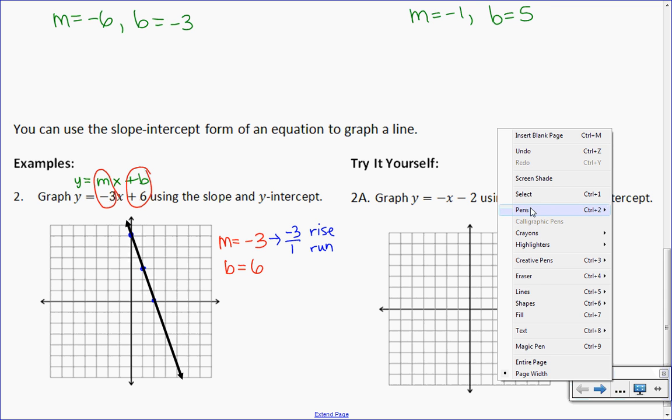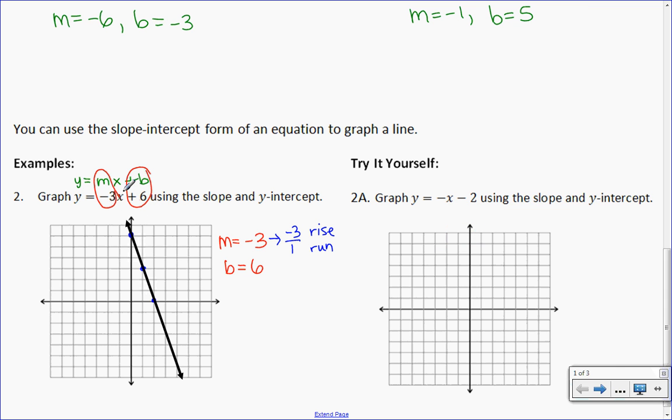Okay, so you're going to do the same thing. Remember, you want to identify the slope and the y-intercept. Start with the y-intercept first, and then use the slope to find 2 additional points. So do the same thing for the try it yourself problem. Pause the video, work through that problem, and graph that line. And then when you're ready to check your answer, press play.